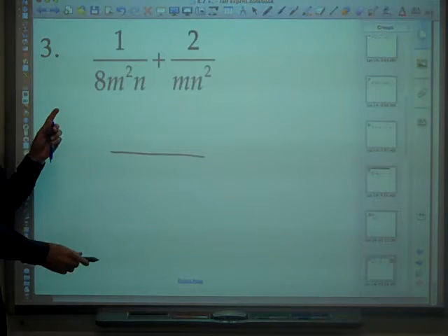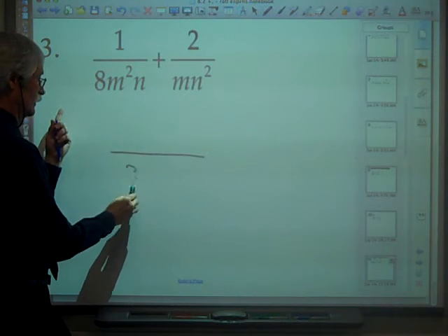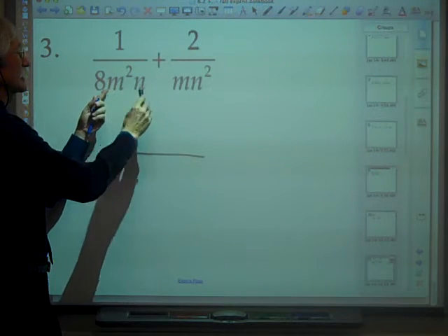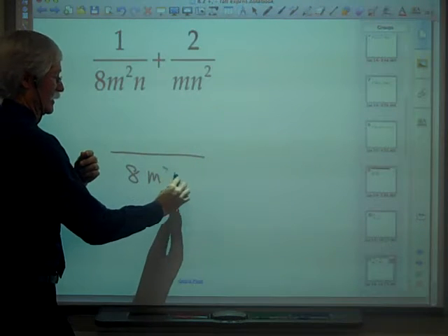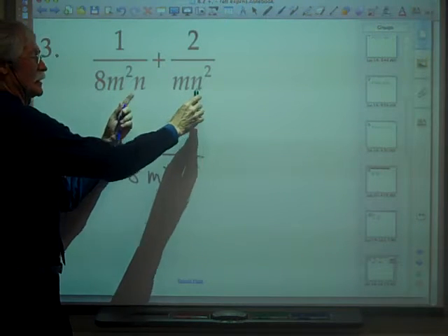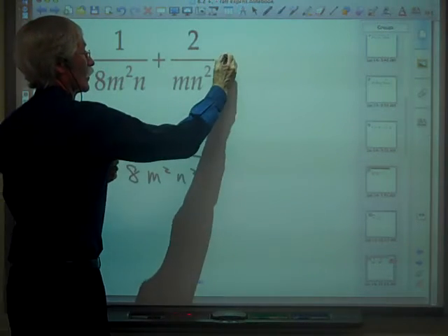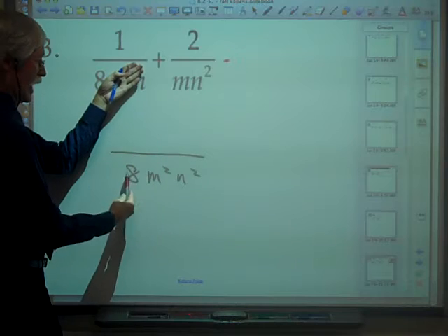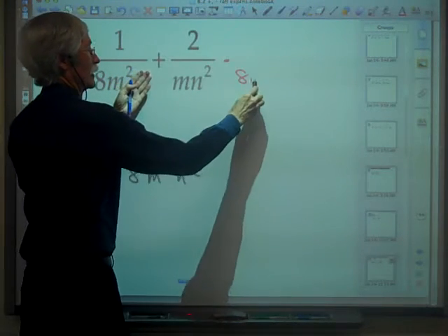So, nice job. No. What's our common denominator? 8. It needs to cover all these m's. M squared. To cover all these n's. N squared. What does this one need to have? 8 m squared n squared. Does it have the 8? No. Nice.